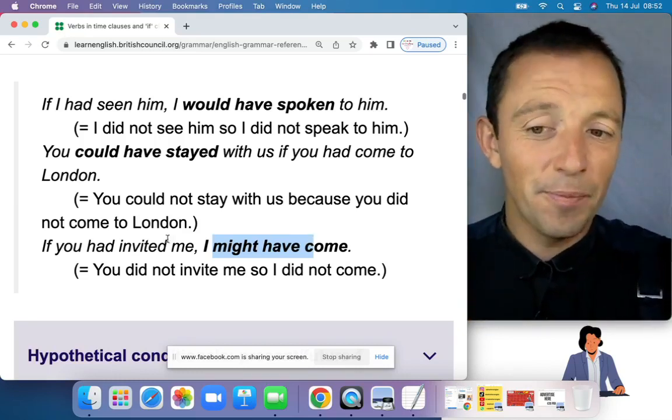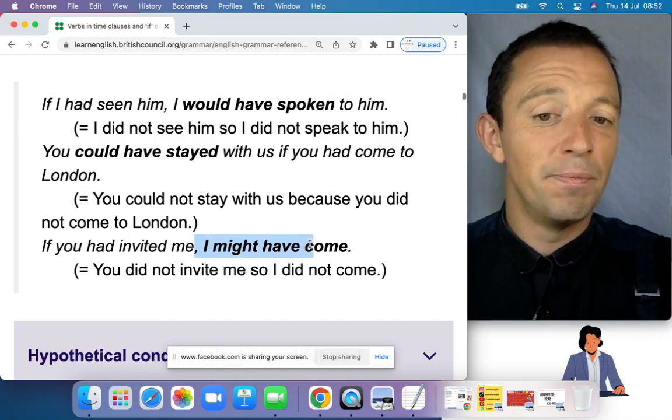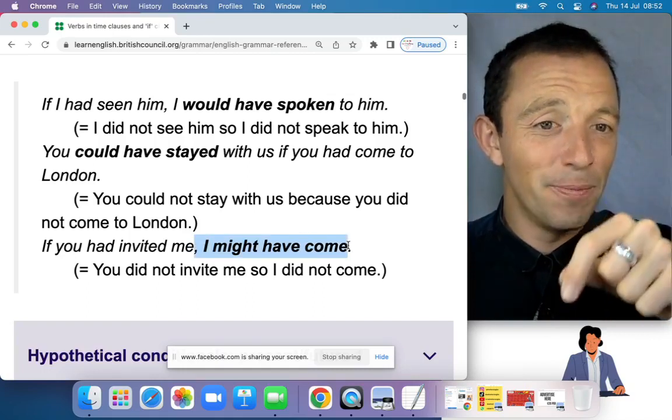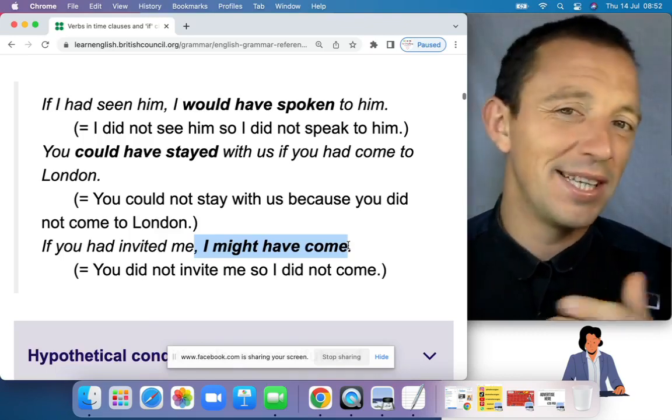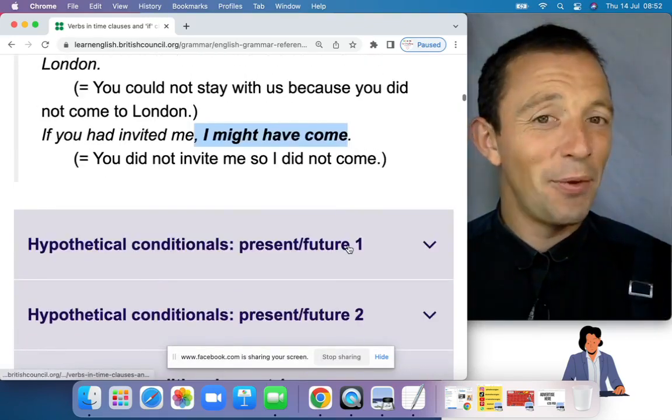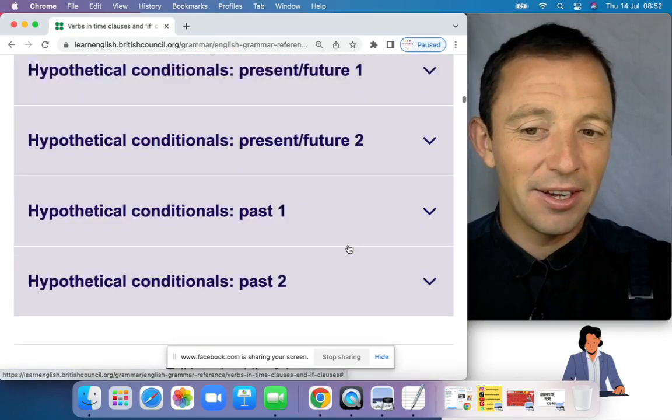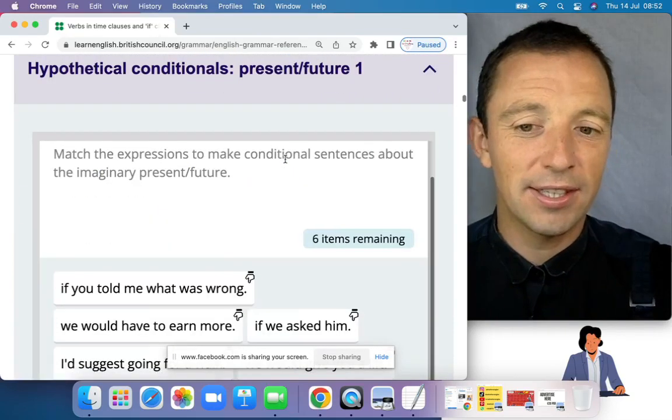The alternative, if you had invited me, I might come. Modal now, or the future. Okay, so I think you understand a little. Now we have the difficult task of the exercises. So let's try this first exercise.